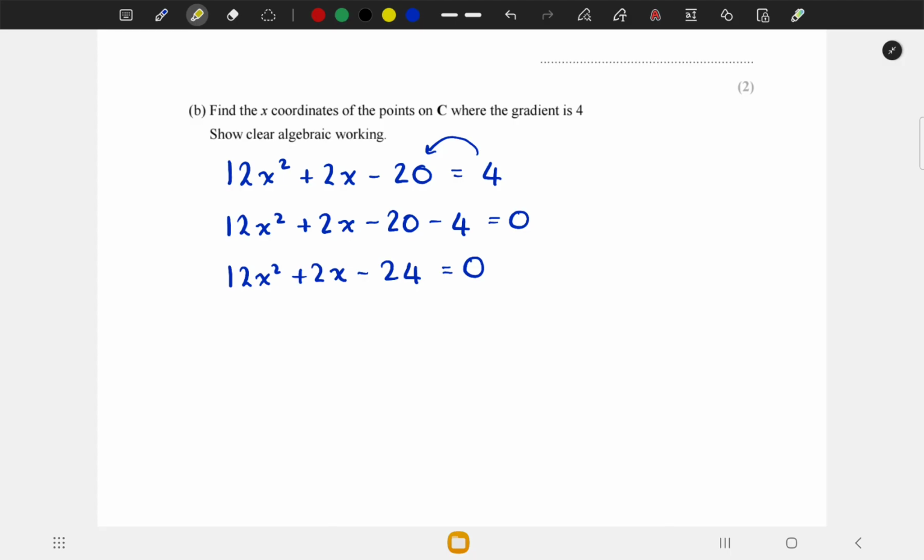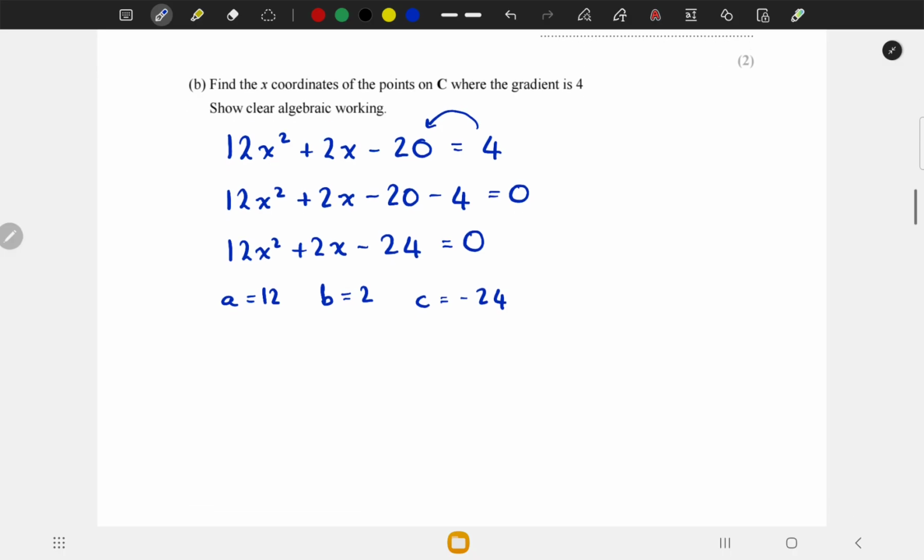You could decide to use the product sum factor method, the factorization method, if you're able to find factors, or you could use completing the square, or you could use the quadratic formula. So I'm going to use the quadratic formula. To use it, you just need to know what your a, b, and c are. In this case, our a is 12, our b is 2, and our c is negative 24.